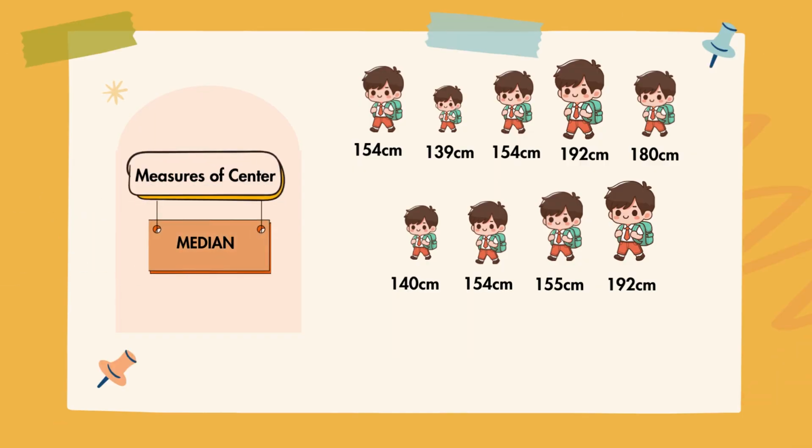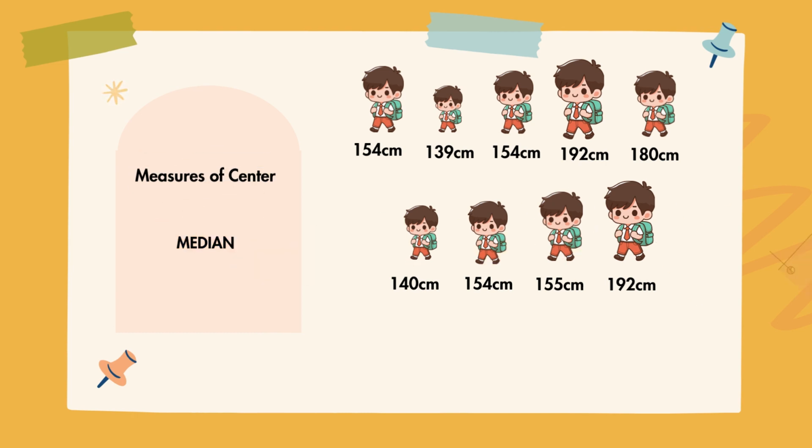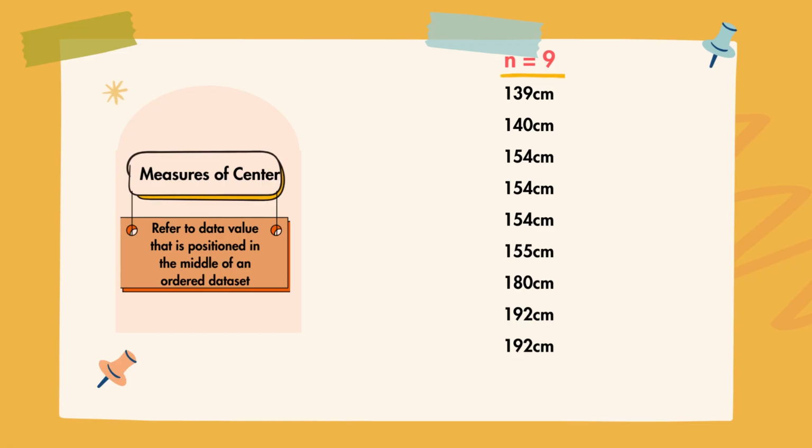The median is the middle value in a dataset when all values are arranged in ascending order. When arranged in ascending order, the dataset becomes 139, 140, 154, 154, 154, 155, 180, 192, and 192.